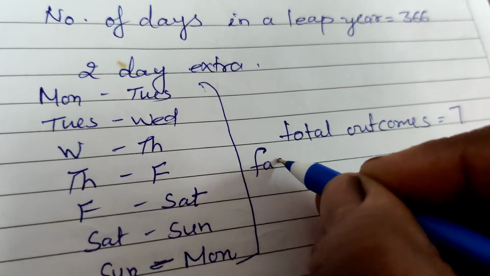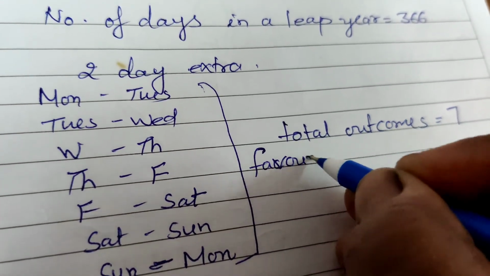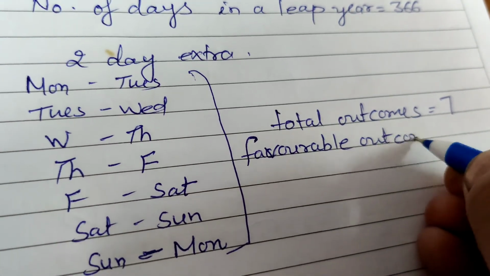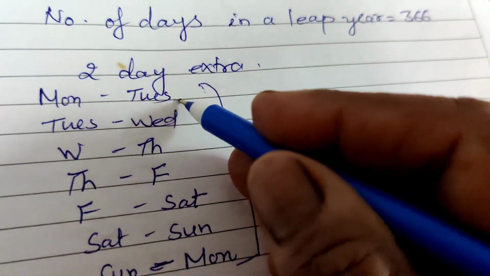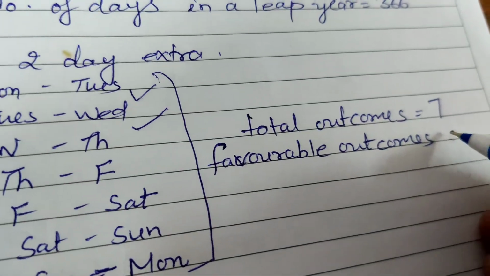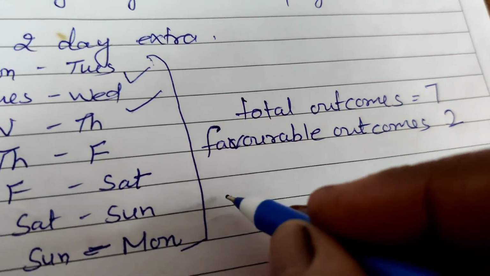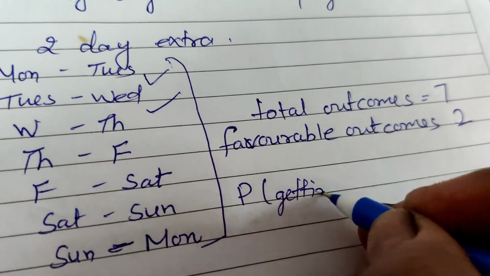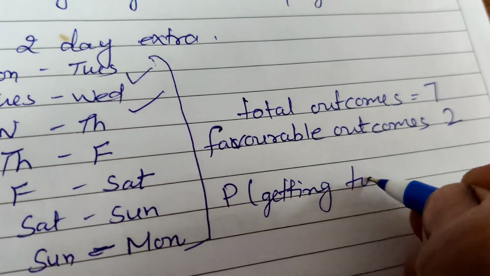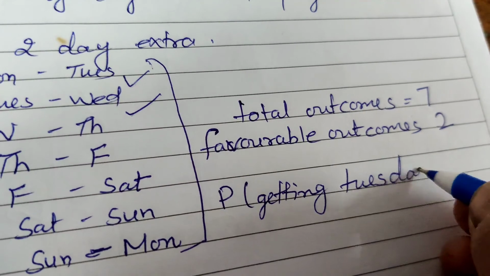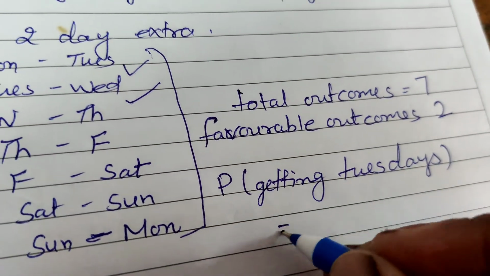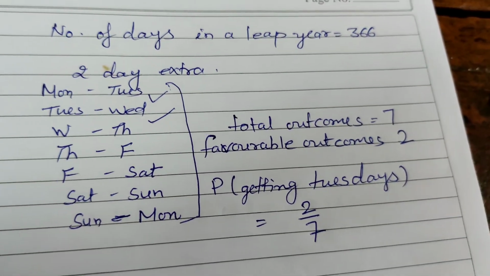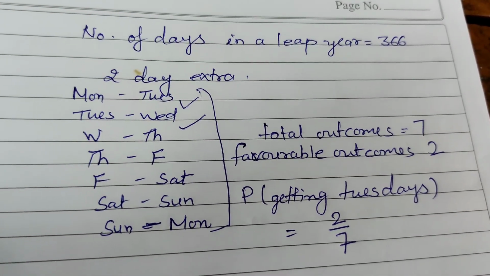Now the Tuesday. Favorable outcomes. How many days can Tuesday come? So in how many days is Tuesday coming? 2 days. First, second. The favorable outcomes are 2. Now the probability of getting Tuesdays equal to 2 by 7. Okay, in a leap year the probability of getting a Tuesday equal to 2 by 7.